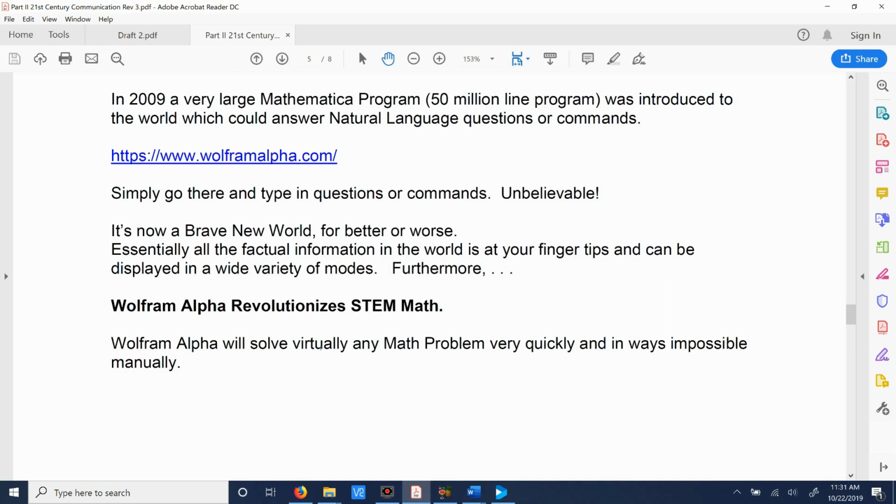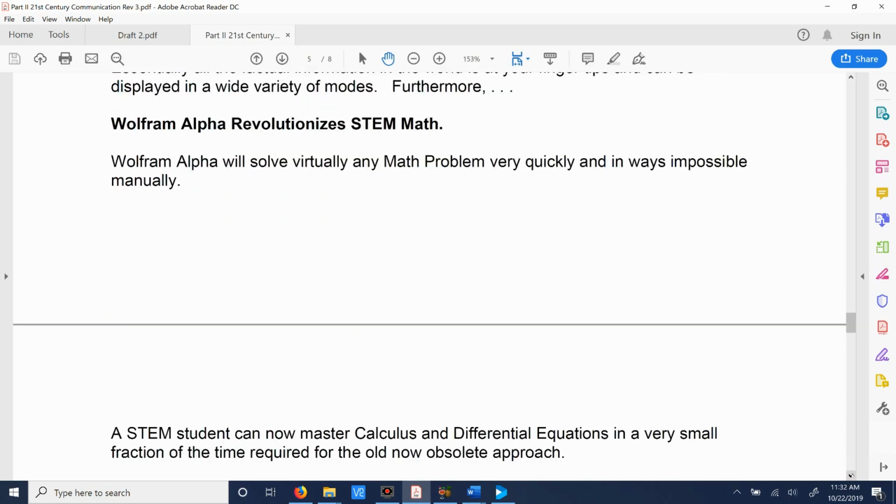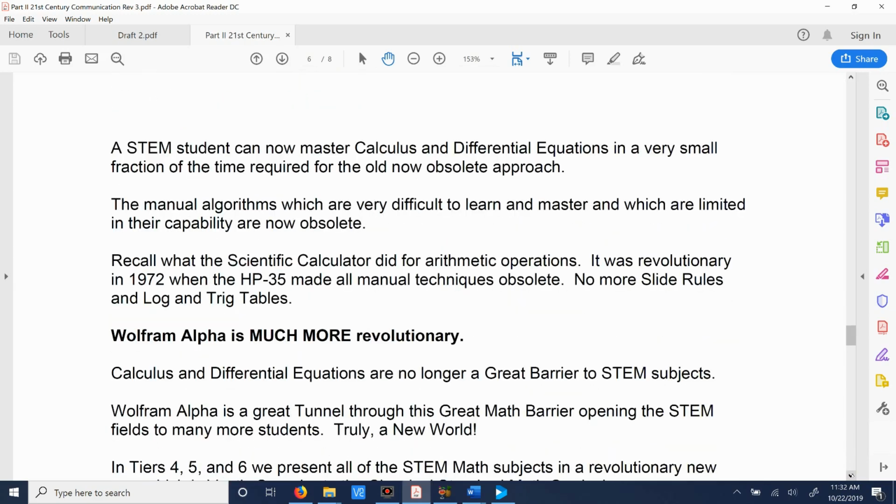I've already told you in this book, Wolfram Alpha revolutionizes STEM math. Wolfram Alpha will solve any math problem quickly and easily, and it'll often do it in ways that are not possible manually. As a matter of fact, if you're going to be a STEM professional today, you're going to have to master Wolfram Alpha or a tool like it. And Wolfram Alpha is the easiest, most available tool I know of. A STEM student today can master calculus and differential equations in a very small fraction of time using the old, obsolete manual methods. These old manual methods were difficult to learn and master and very limited in their capability. That's what the book was all about when you got to the chapter on STEM math.